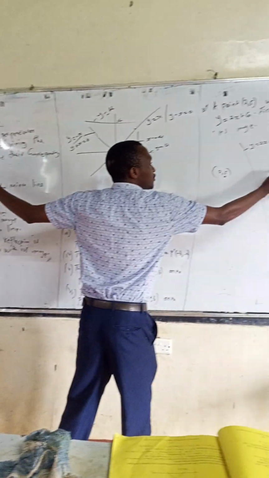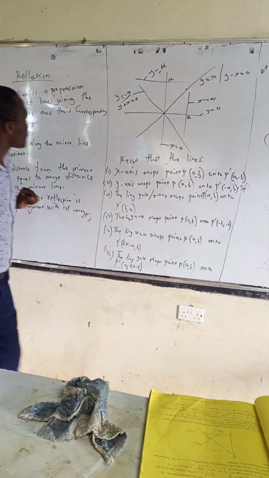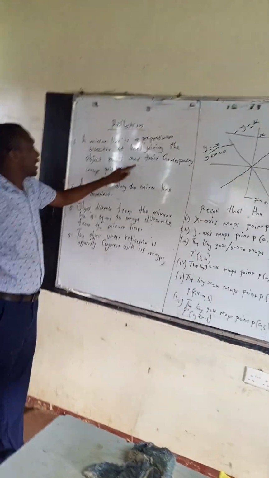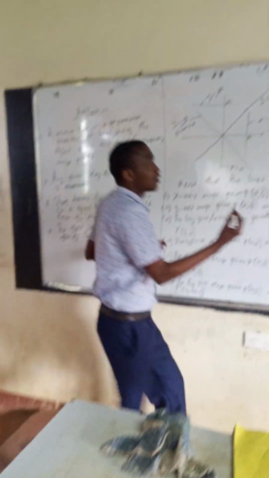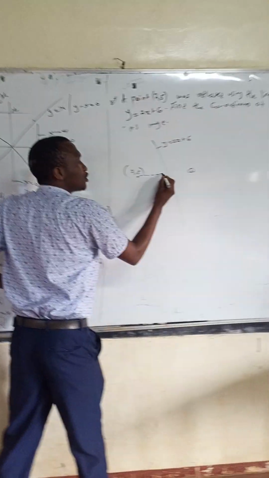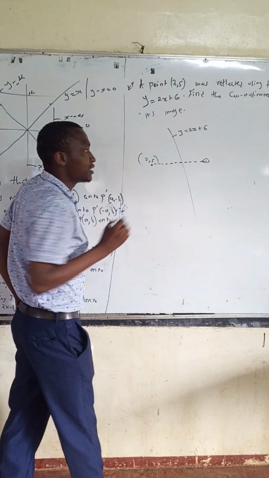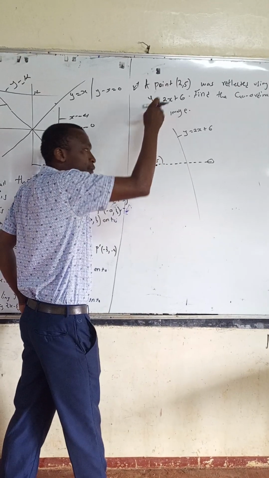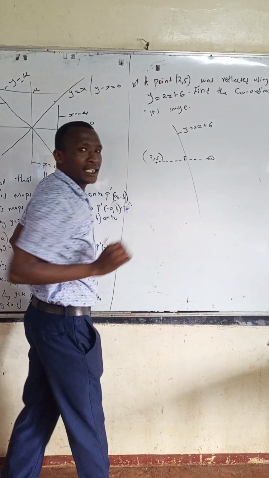Image point, we don't know, that's what we are looking for. And they are the corresponding image. So if I draw from the object point directly to the image, then since the mirror line is perpendicular, these are going to be lines.